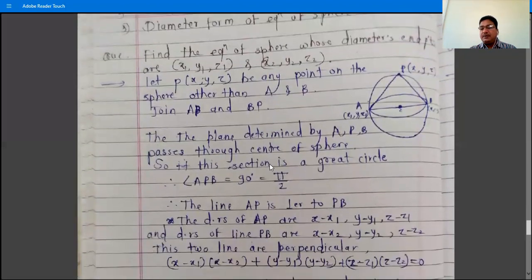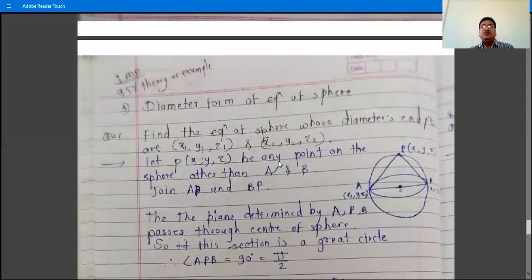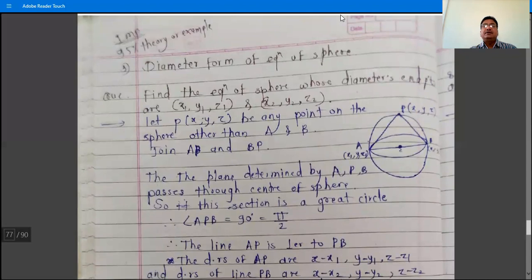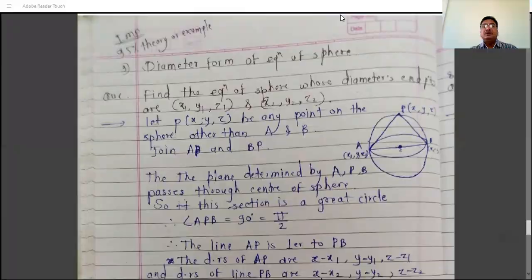The next topic is what? Diameter form of the equation of sphere. We'll see this topic in the next lecture: diameter form of the equation of sphere.